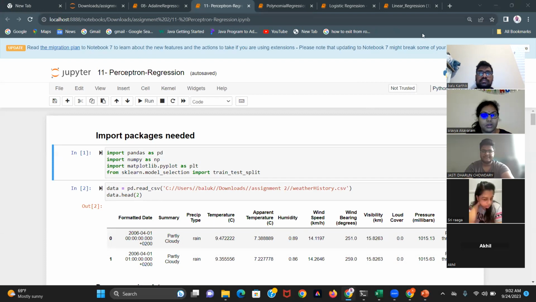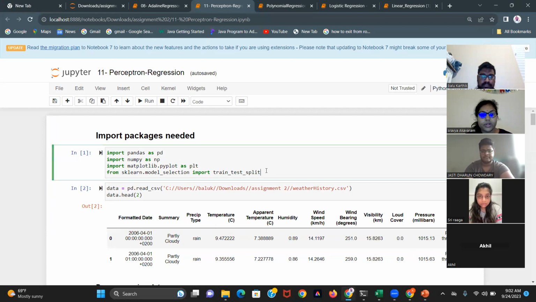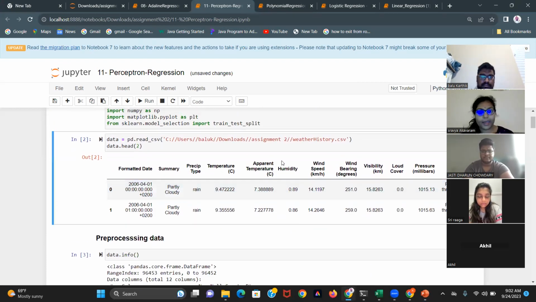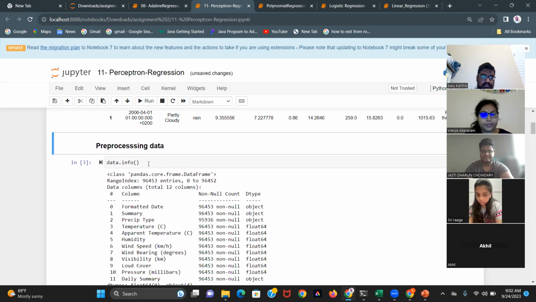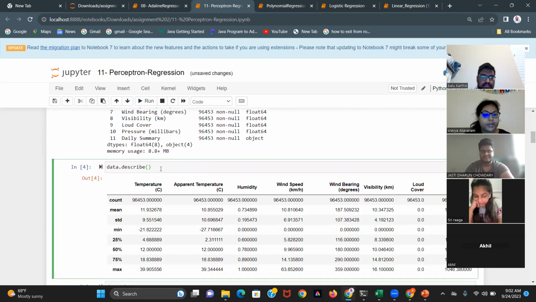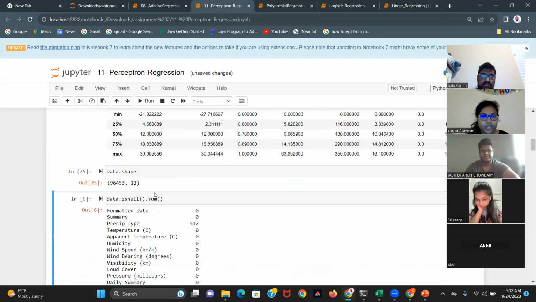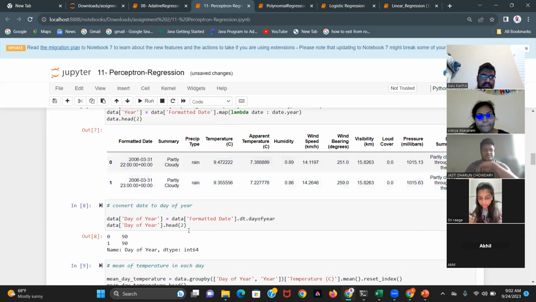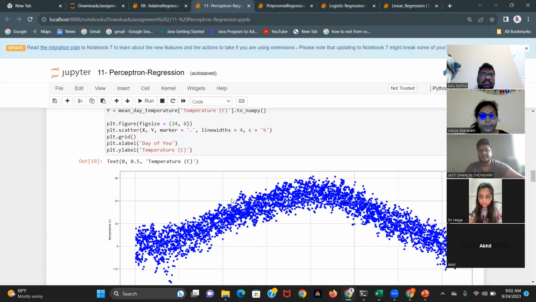Perceptron regression. This is the code. Here we have imported the weather history CSV. This is another data set. When we scroll down, this is the head, and these are the columns that we are executing. When it comes to the pre-processing of data, this is the complete information we have taken from it. And the description of it shows the mean, count, STD, everything. When it comes to the shape, we are executing everything, and all the data pre-processing. And here we can see the x-axis and y-axis of the temperature. It depends on the year and the temperature.